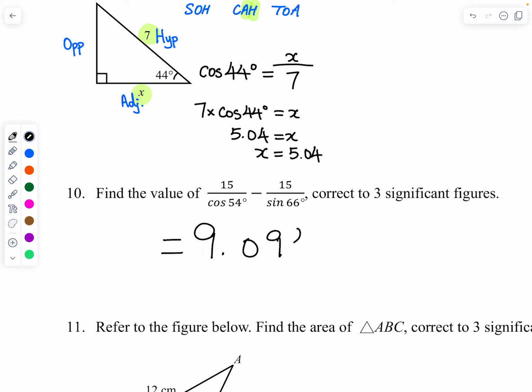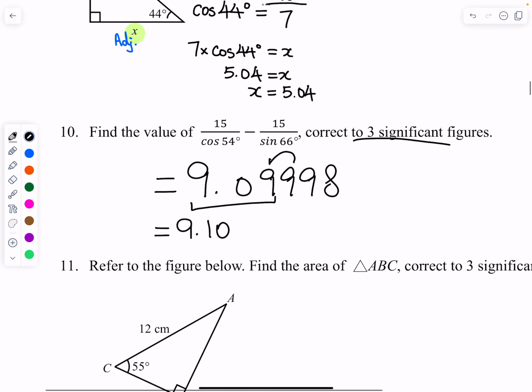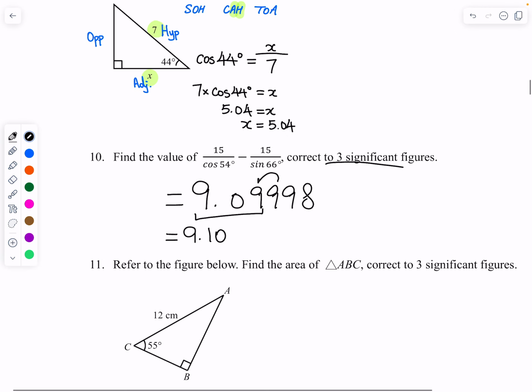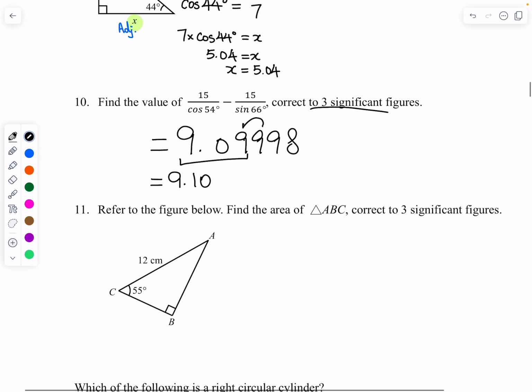It's such an ugly number, miss. How do I turn this? I only need 3 sig fig. Right? But the next number is big. So what will come after 09? 10. So it will be 9.10. Too easy, right? If it's too easy, can we continue with the next one?